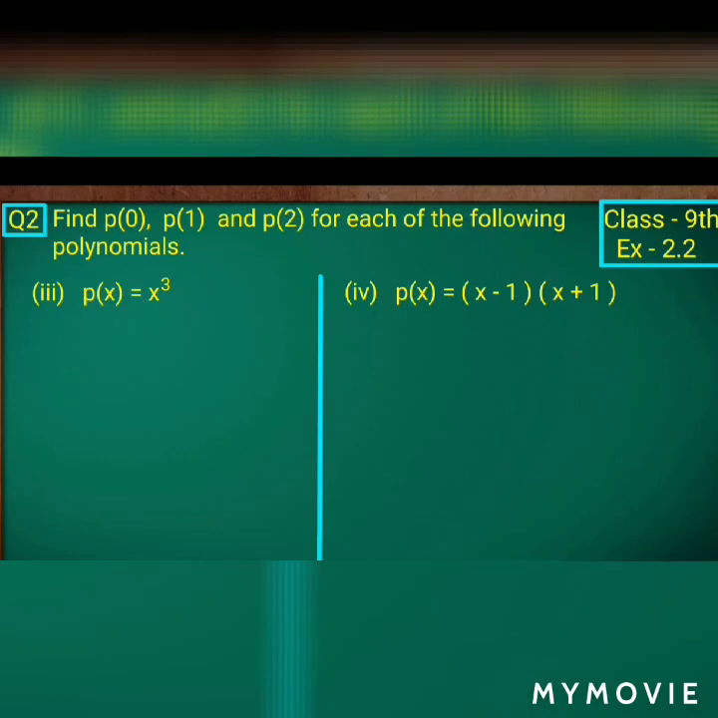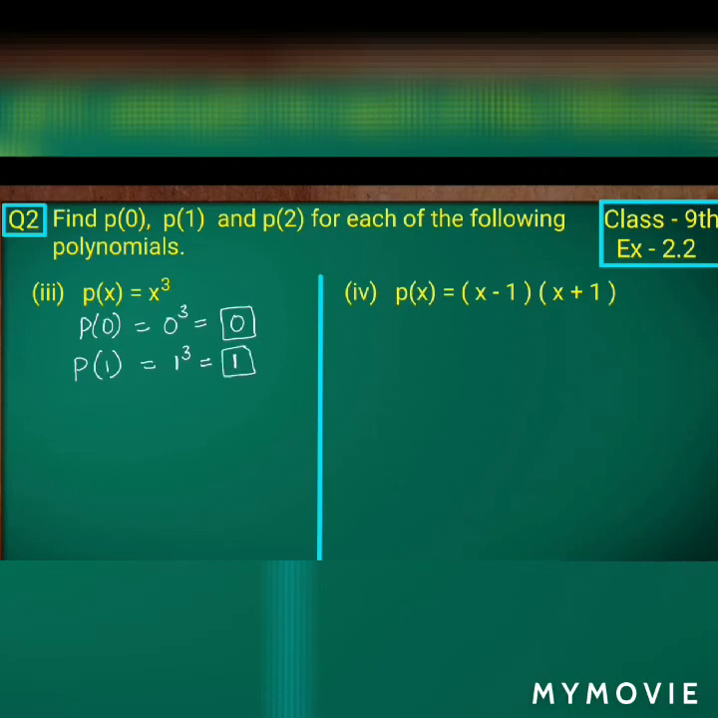So in the same question, the third sub question is P of x is equal to x cube. Here the expression is x cube. In the same way, P of 0. In the place of x I am going to substitute the value 0. 0 cube is obviously 0, isn't it? Next, P of 1. In the place of x we substitute the value 1, that is 1 cube. 1 cube will be again 1 itself, isn't it? 1 into 1 into 1 is 1.